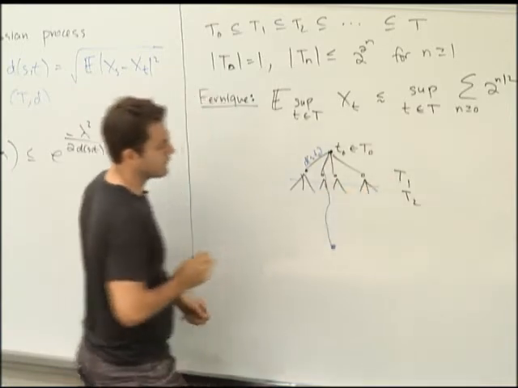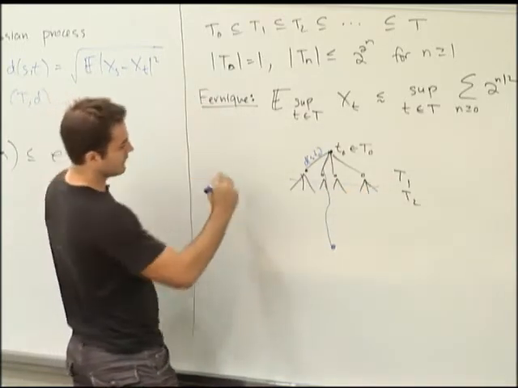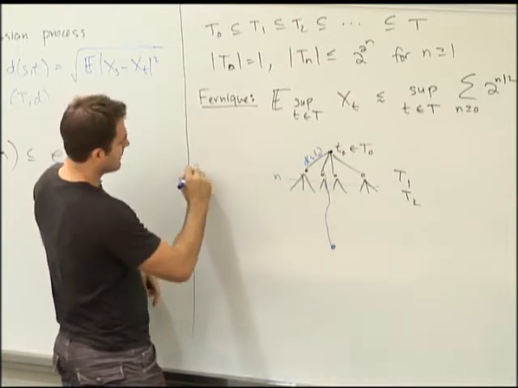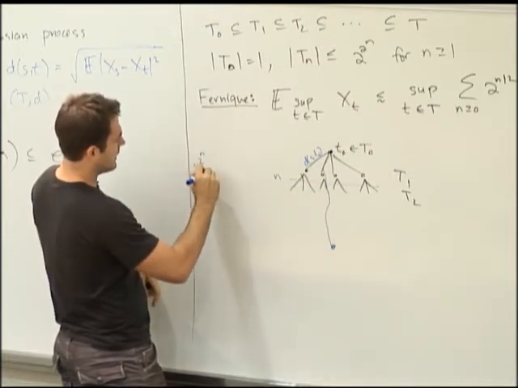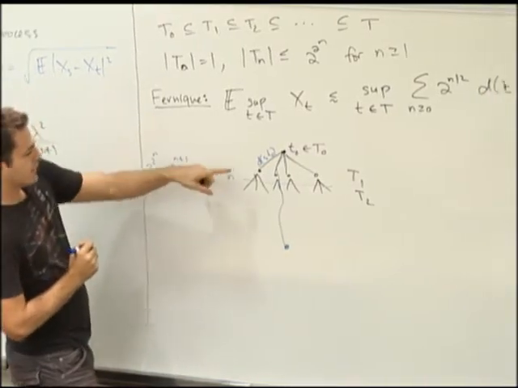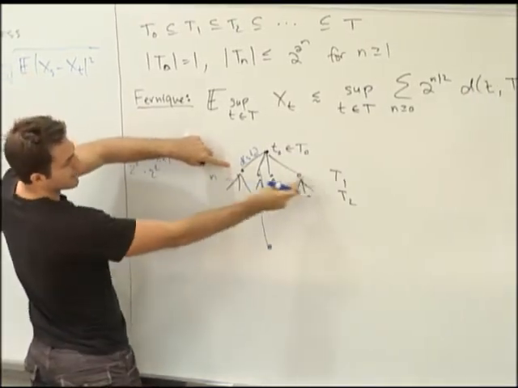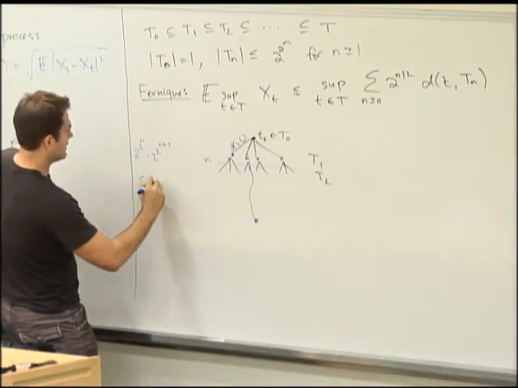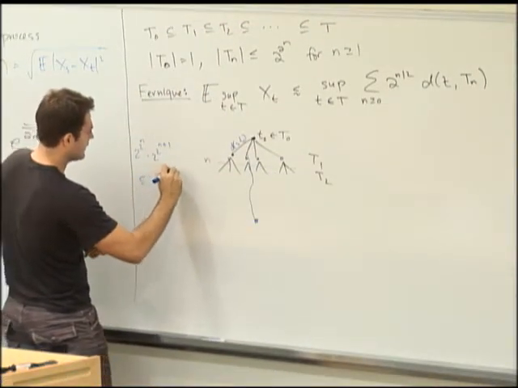you look at the nth level of the tree. How many edges are there in this level? Well, there are at most 2 to the n times 2 to the n plus 1 edges in the nth level, because there are at most 2 to the n points here, and at most 2 to the n plus 1 points here. So that's at most like 2 to the n plus 2.